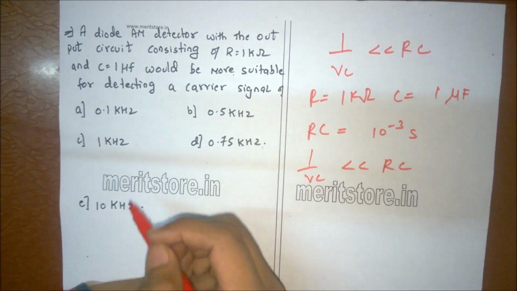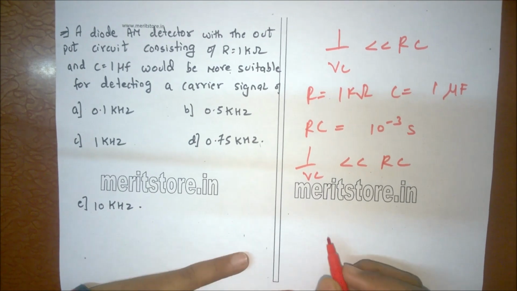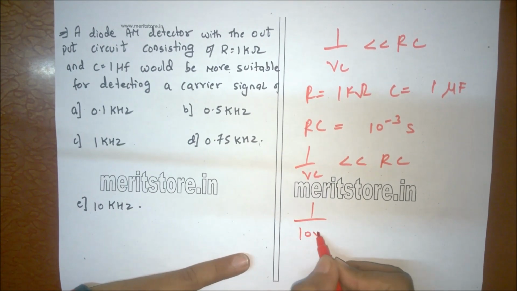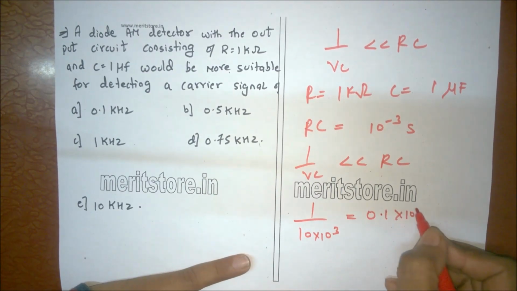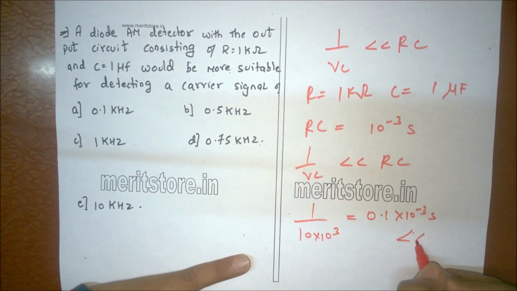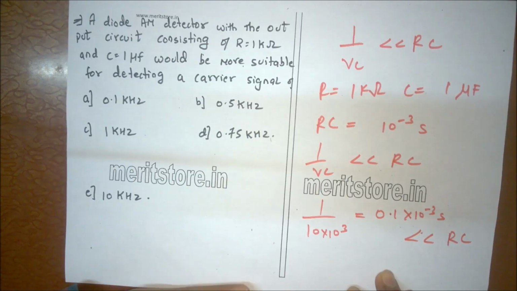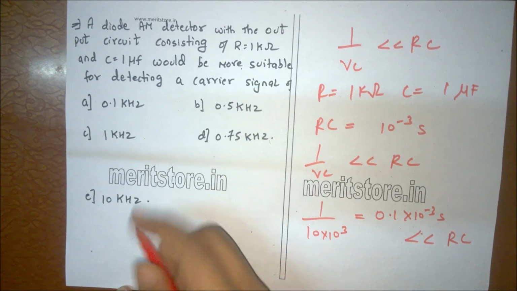Now, out of all the options, only in option E, 1 upon 10 into 10 raised to 3 will be equal to 0.1 into 10 raised to minus 3, which is less than RC. Therefore, the correct answer is option E.